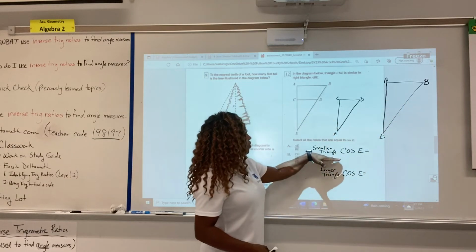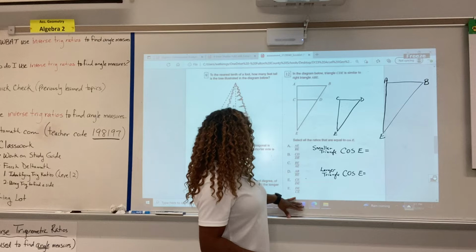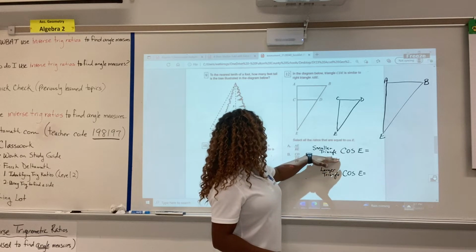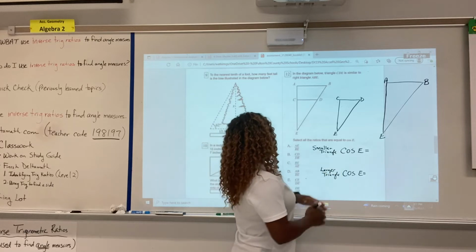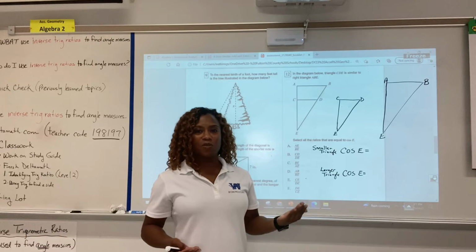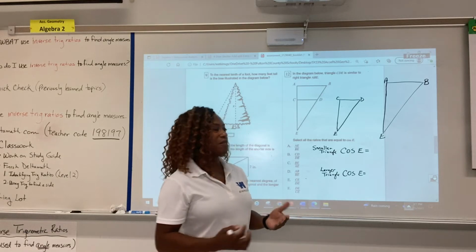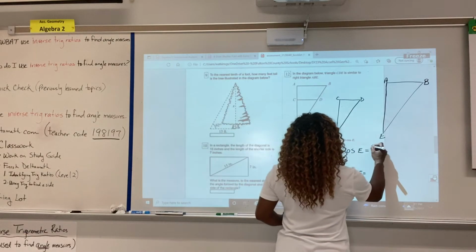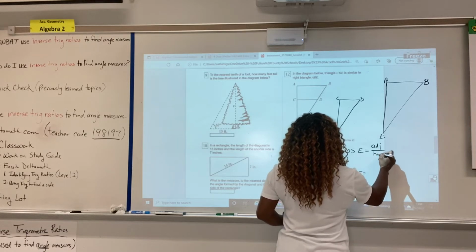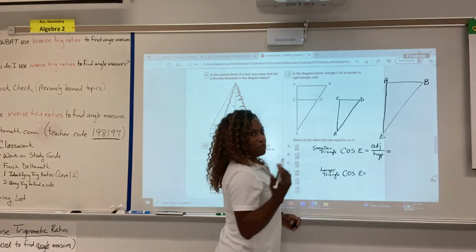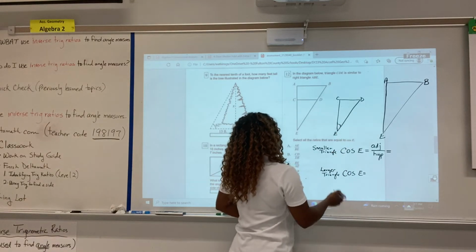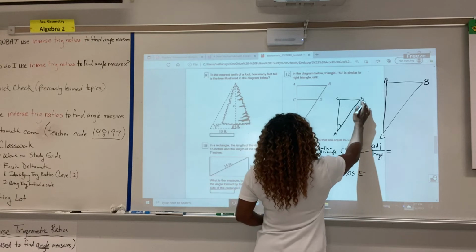So in order for us to determine which one of these are equal to cosine of E, let's go ahead and determine the cosine of angle E for the smaller triangle. Remember, cosine is the CAH. Cosine is adjacent over hypotenuse. So we're looking at the adjacent side over the hypotenuse. And we're looking from angle E.